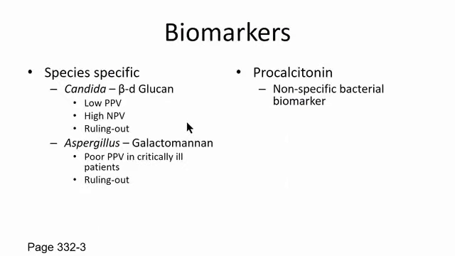So what I mean by tools is there's now a number of biomarkers that are out there that can help us get to these answers a little bit quicker. So in terms of biomarkers, there are species-specific biomarkers and non-specific biomarkers. Some good examples of species-specific biomarkers include beta-D-glucan and galactomannan for Candida and Aspergillus, respectively.